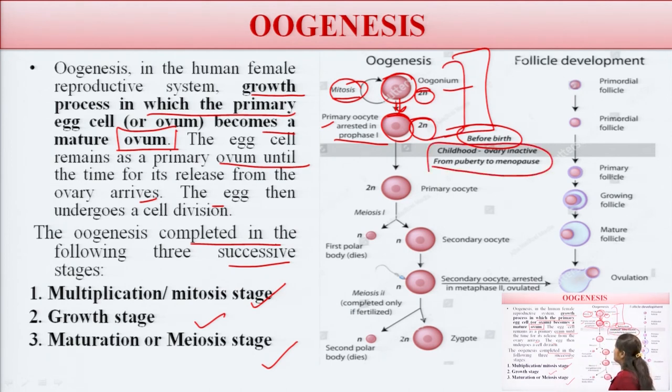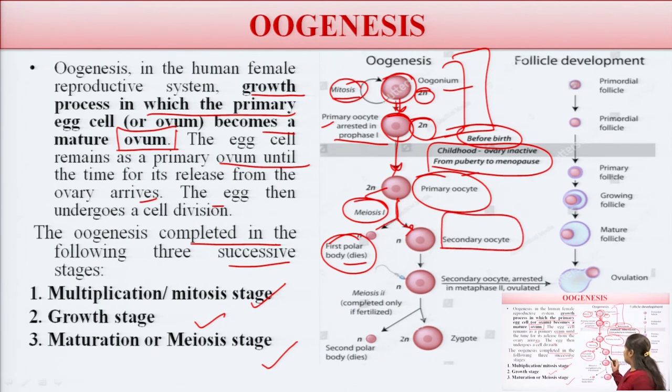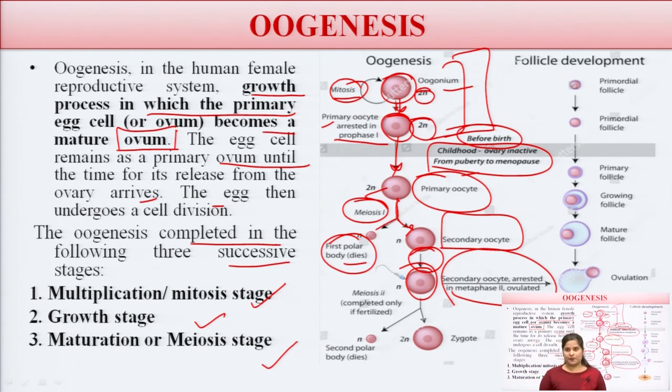After birth, from puberty, the arrested prophase starts again. The primary oocytes, which are diploid in number, are released and go to the meiosis 1 division. After meiosis 1, they form polar bodies. Polar bodies are not used for oogenesis. They form the secondary oocytes, which are again arrested at metaphase 2 until ovulation occurs.